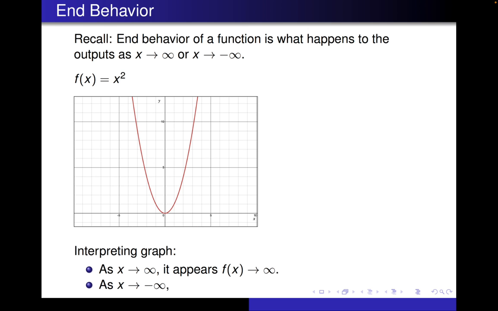As x goes to negative infinity, that's going to the left on the graph. You can see the graph is still going steeply uphill, right? So it again appears that f of x is going to infinity on that side as well. So whether x goes to infinity or minus infinity, it appears that f of x goes to infinity, and that is just interpreting it from the graph.